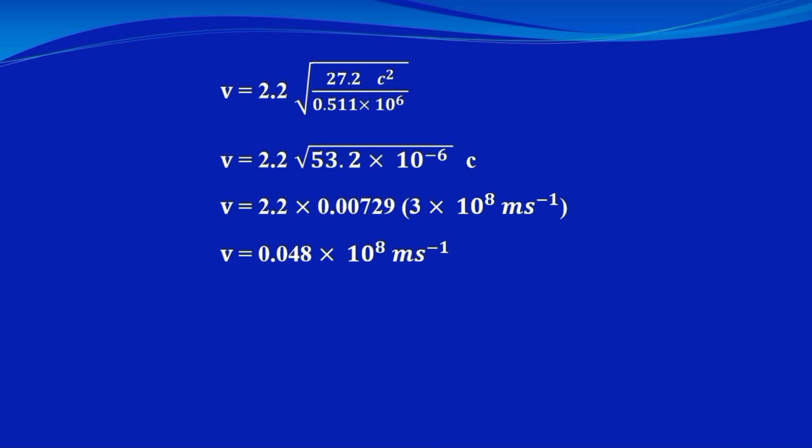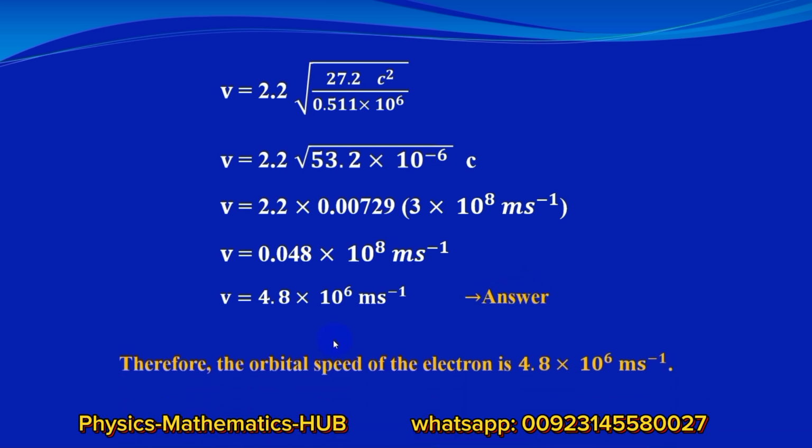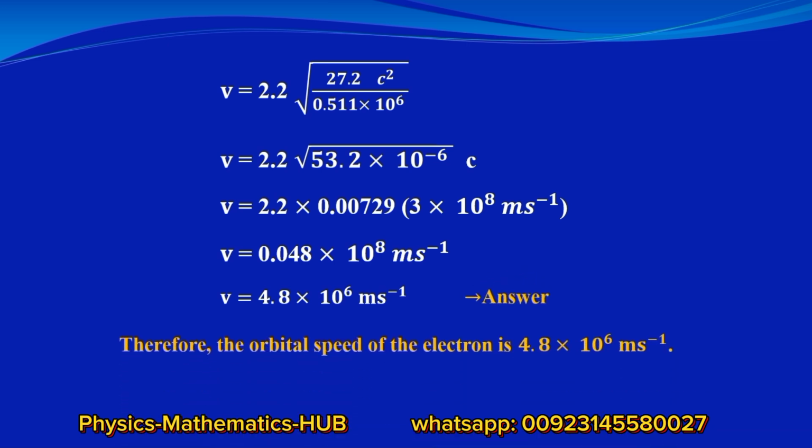After finding the product, we get V is equal to 0.048 multiplied by 10 to the power 8 meters per second. In scientific notation, we can write this as 4.8 multiplied by 10 to the power 6 meters per second, which is the required answer. Therefore, the orbital speed of the electron is 4.8 multiplied by 10 to the power 6 meters per second.